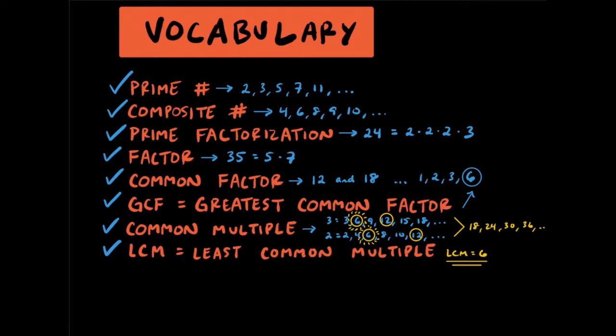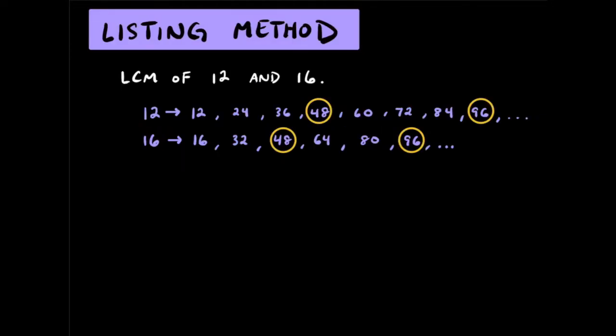Now that we've discussed the background on vocabulary, let's talk about them in the context of actually finding the least common multiple. I'm now going to show you how to find the least common multiple using 3 different methods. The first method I'm going to share with you is called the listing method. We're going to find the LCM of 12 and 16. When using this listing method, we start off by listing all the multiples of each number.